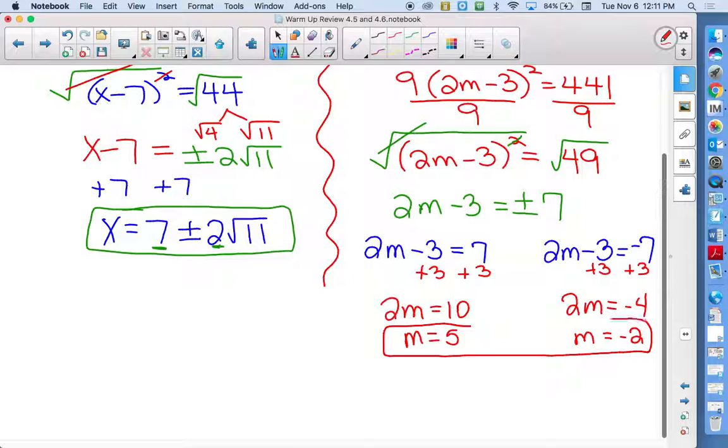So we had two answers in number 1 right next door, but those two answers could not be simplified because of the radical. This time we have two nice answers, two integer values, because the radical did break down to a perfect square of 7.